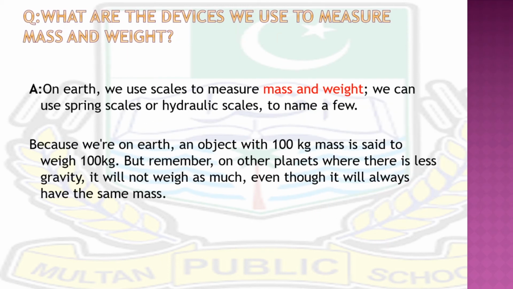Now, what are the devices we use to measure mass and weight? The answer to this question is, on Earth, we use scales to measure mass and weight. We can use spring scales or hydraulic scales, to name a few. Because we are on Earth, an object with 100 kg mass is said to weigh 100 kg. But remember, on other planets, where there is less gravity, it will not weigh as much, even though it will always have the same mass.